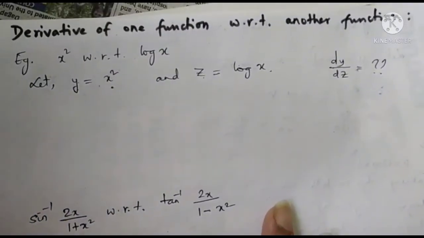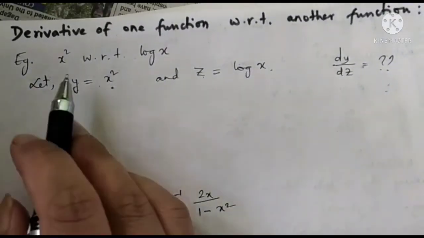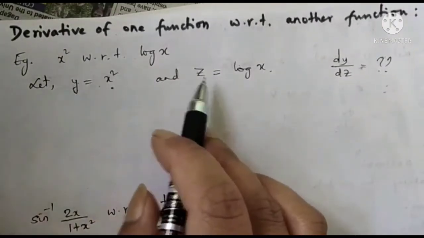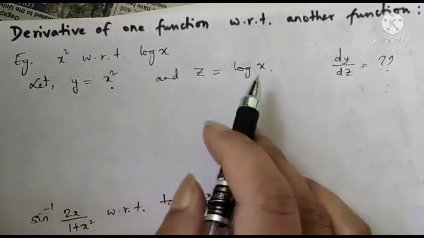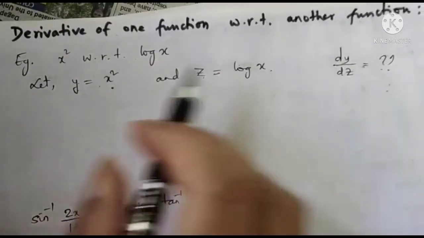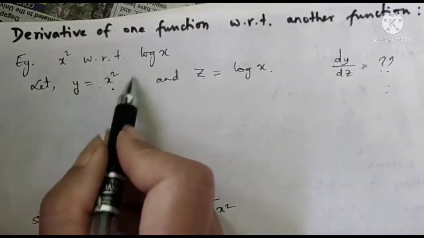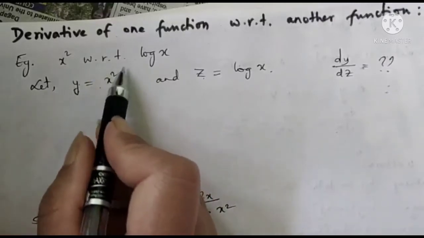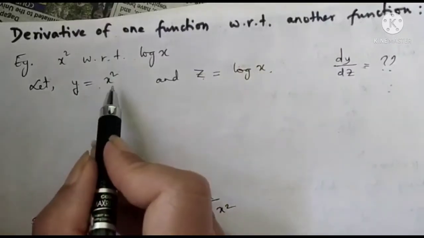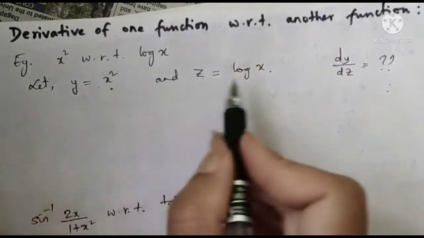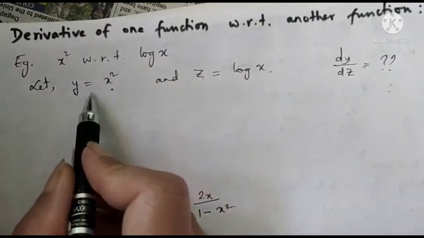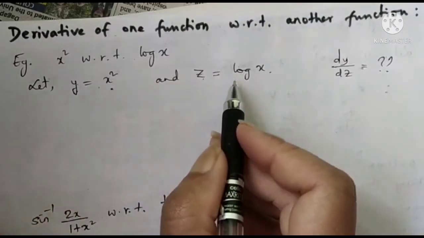Understood? Now, in order to find dy by dz, my dy is here, my dz is here, y is here, z is here in two different equations. That means I need to combine these two equations together to get dy by dz. Correct? So first what I will do is, as simple as that, I'm going to differentiate this equation and I'm going to differentiate this equation. You can clearly see on the right hand side the variable is x. Here also on the right hand side the variable is x. So I'm going to differentiate this with respect to x. I'm going to differentiate this with respect to x.